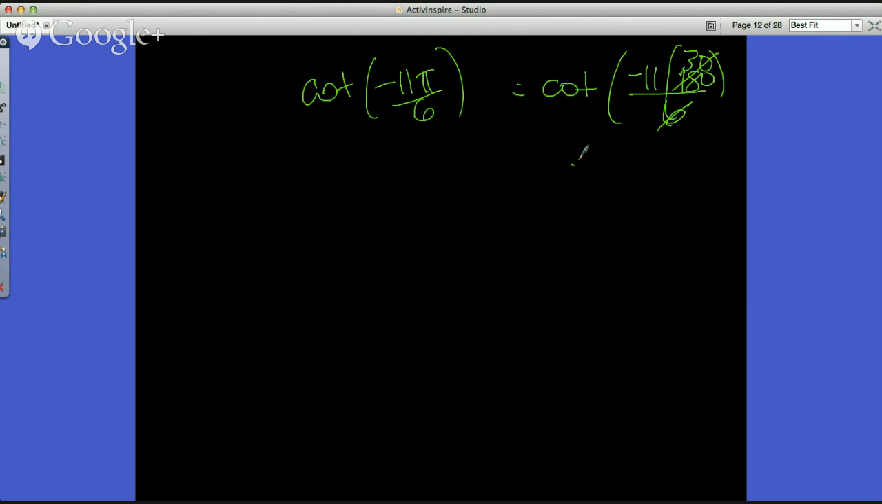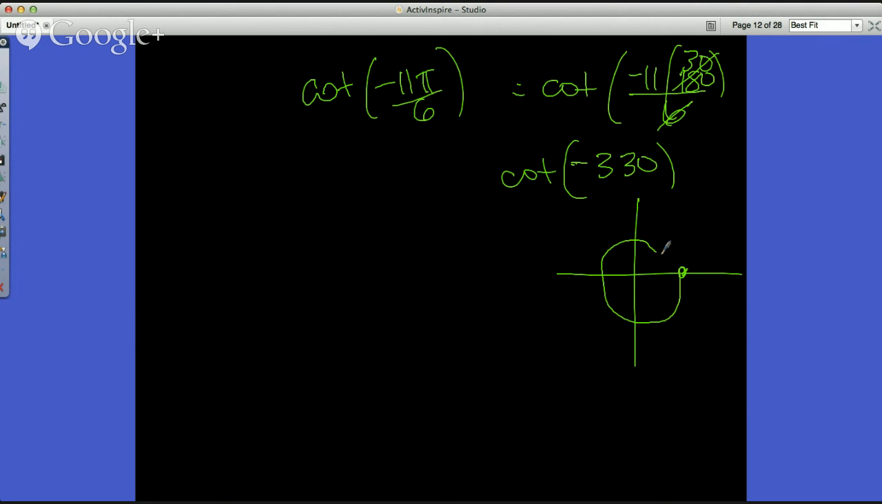Somebody said -330. Correct. And here's an easy way. 3 times 11 is 33. Add a 0, get -330. That makes sense? So now if I have cotangent of -330, I can start at 0 and go backwards because I know that it's negative.